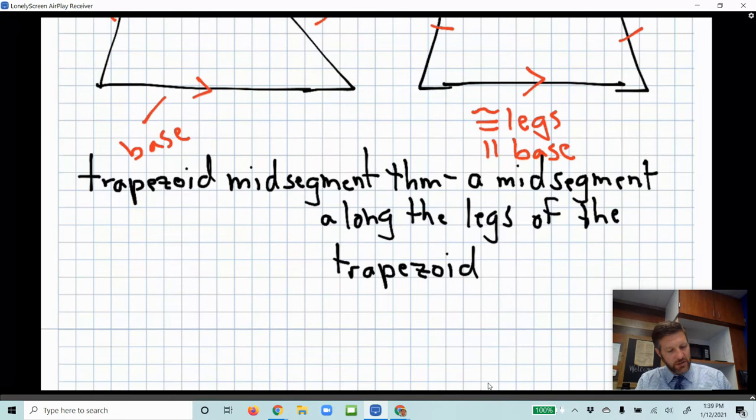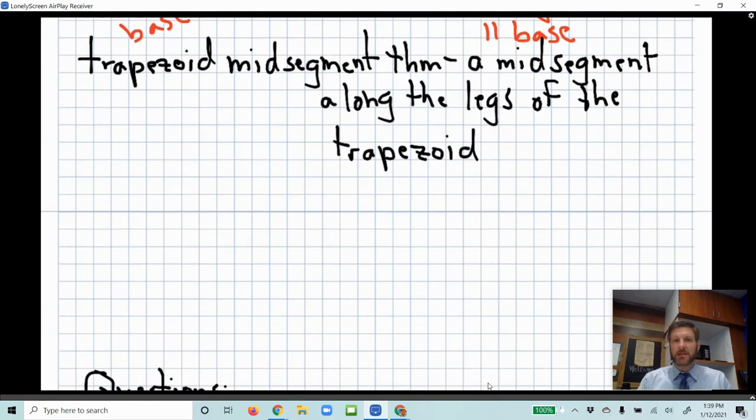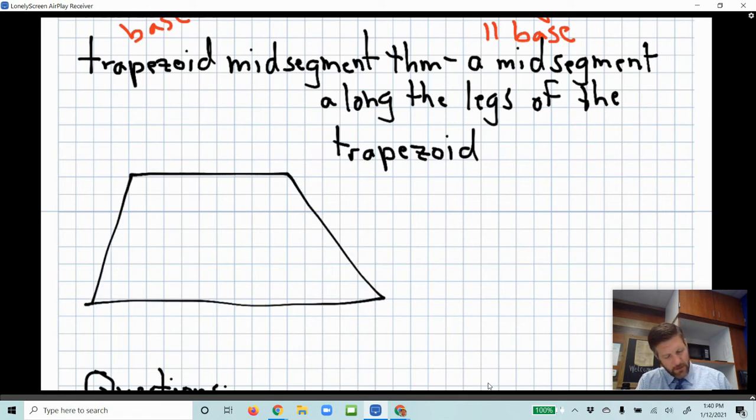All right, and the last definition is a theorem that goes with trapezoids. That's the trapezoid midsegment theorem. It is a midsegment along the legs of a trapezoid. If I draw myself a nice little trapezoid, and I draw a midsegment, a midsegment means it goes halfway from one leg to the other, along the legs of the trapezoid. I'm just estimating, that's roughly the middle.